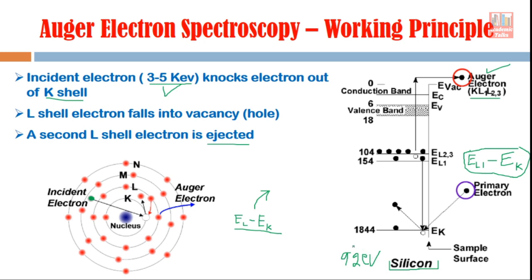Now depending upon the atomic number of the material, a certain kind of electron transition takes place when a high energy electron hits this material, and depending upon that transition we can see how much is the energy of the emitted, ejected electron.